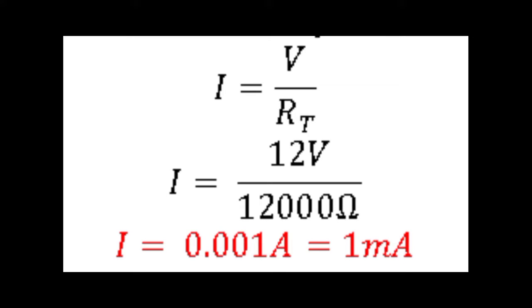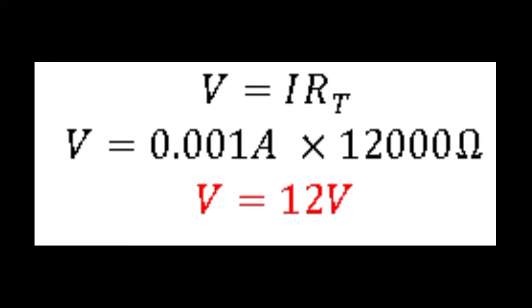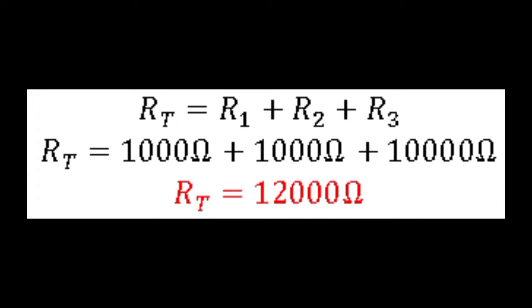So from the Ohm's law we can derive the formula to find the current, which is equal to 1 milliamps. In order to recheck the total voltage, we can multiply the current times the 12,000 ohms, which is equal to 12 volts. Also, in the total resistance, we can add the resistance by each resistors, which is equal to 12,000 ohms.